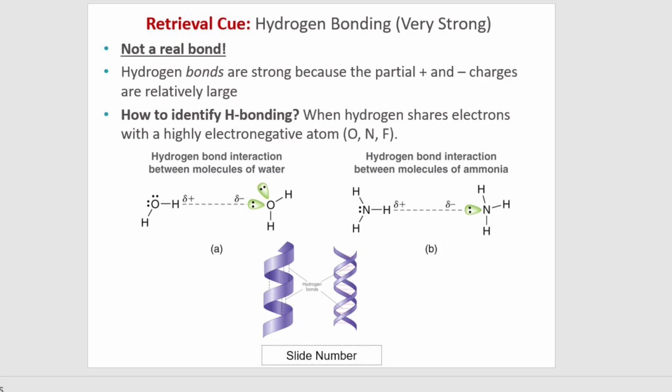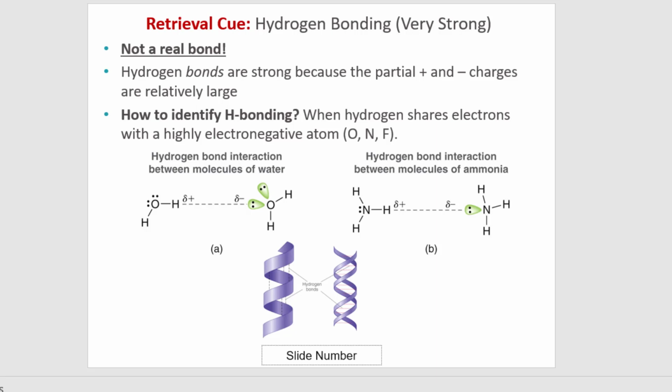Okay, let's go back to hydrogen bonding, which, as I mentioned, is just a very, very strong example, and the one you should always look for first for intermolecular forces. They're the strongest, and we see them a lot, but just be careful. It is not a real bond. It's an attractive force between two molecules.